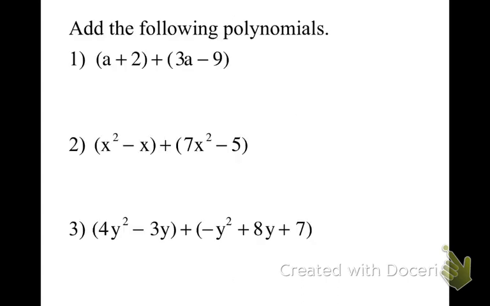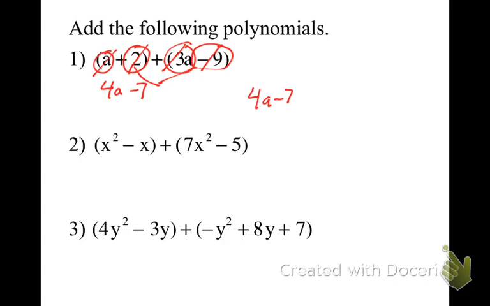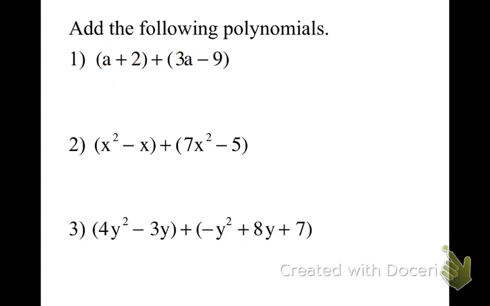All right. So now we're just combining our like terms. So I'm noticing that a goes with 3a, and that makes 4a, and I cross them out. And then I've got constant term positive 2 and negative 9. Those make negative 7, and cross those out, and I'm done. And that is as simplified as we can get. 4a minus 7. Okay? Now pause the recording, and you try the rest.